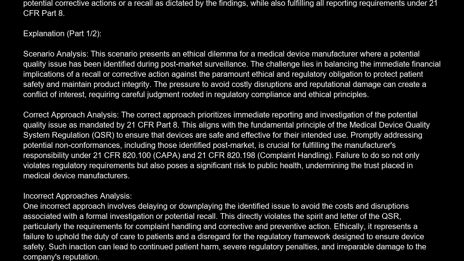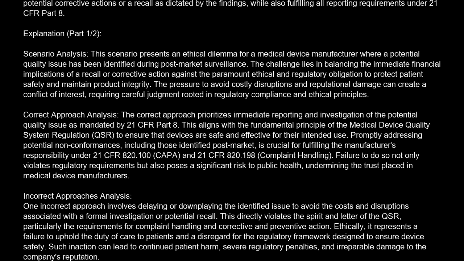Explanation. Scenario analysis. This scenario presents an ethical dilemma for a medical device manufacturer, where a potential quality issue has been identified during post-market surveillance. The challenge lies in balancing the immediate financial implications of a recall or corrective action against the paramount ethical and regulatory obligation to protect patient safety and maintain product integrity. The pressure to avoid costly disruptions and reputational damage can create a conflict of interest, requiring careful judgment rooted in regulatory compliance and ethical principles.